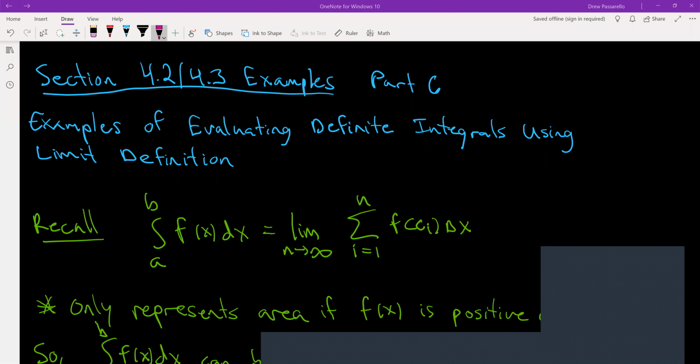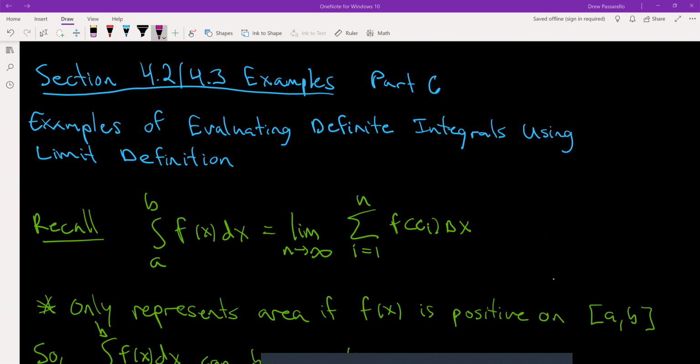This is part 6 to the section 4.2, 4.3 videos, and in this I will cover examples about evaluating definite integrals. Right now we just know how to find definite integrals using the limit definition. At the end of part 5, I used this limit definition, so this isn't anything really new. I used this in an example in part 5.